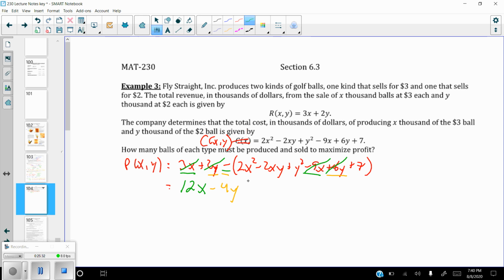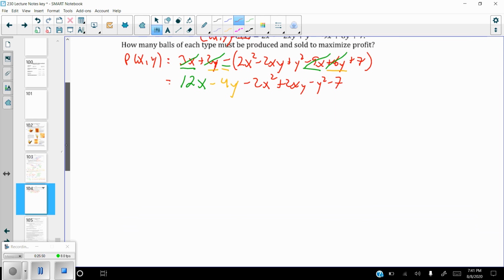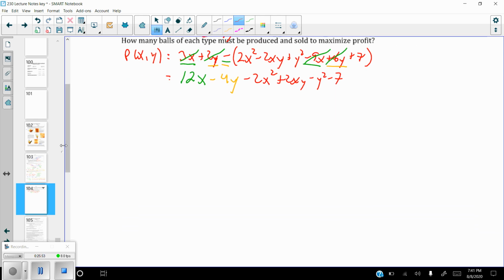So we're going to get minus 2x squared plus 2xy, that is a y, believe it or not, minus y squared minus 7. All right, now after all that, we can start doing the calculus. Let's take partial derivatives because we are trying to maximize this profit. So we're looking for a place where we have a maximum.